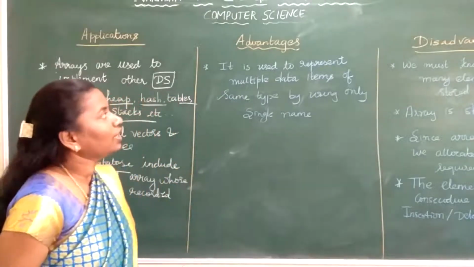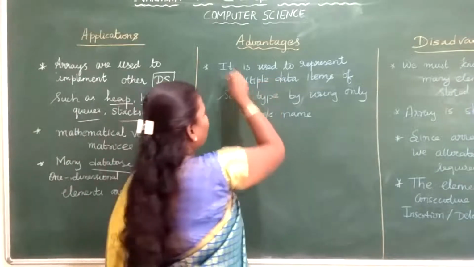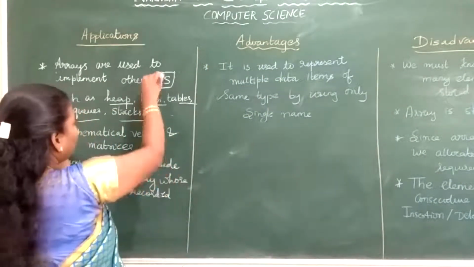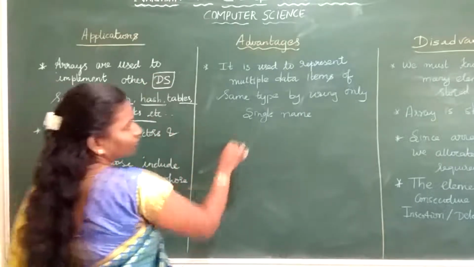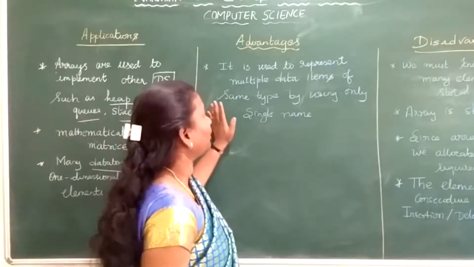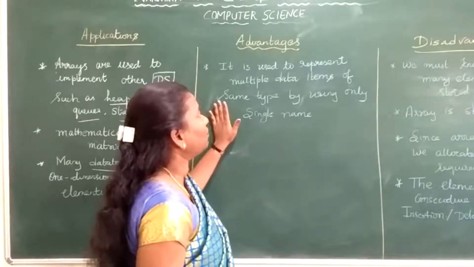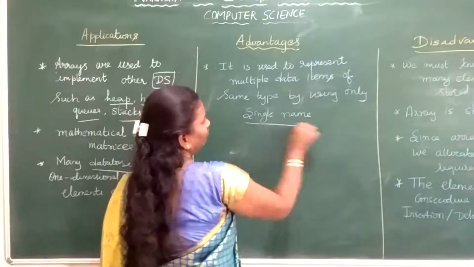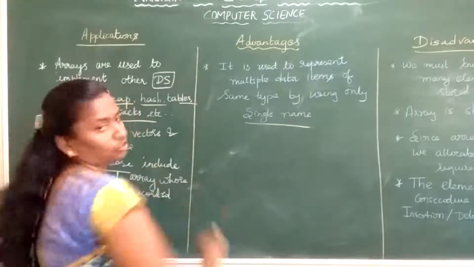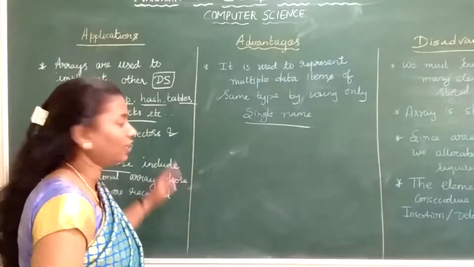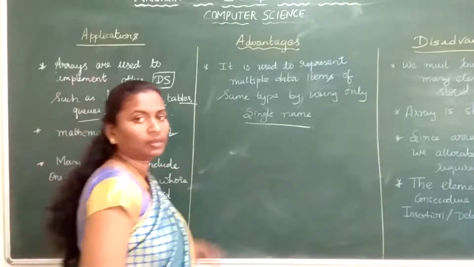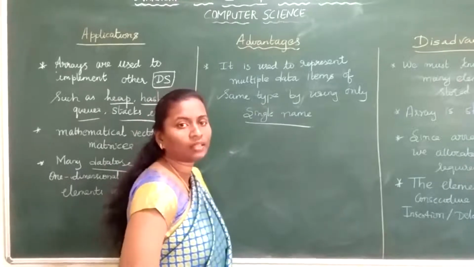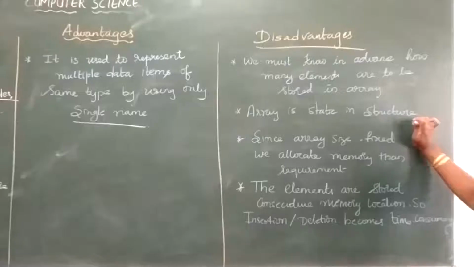Okay, next we have the advantages. I have written one advantage. The rest two advantages you can take from your applications. These first two points you can even include in your advantages. I have written only one point: it is used to represent multiple data items of the same type by using only a single name. The next advantage is that it is used to implement other data structures, and it is also used to implement mathematical vectors and matrices.